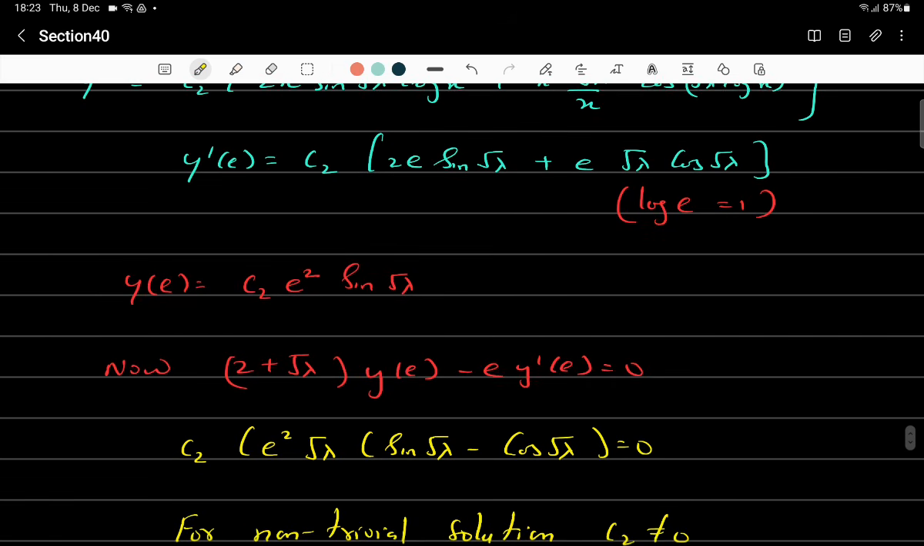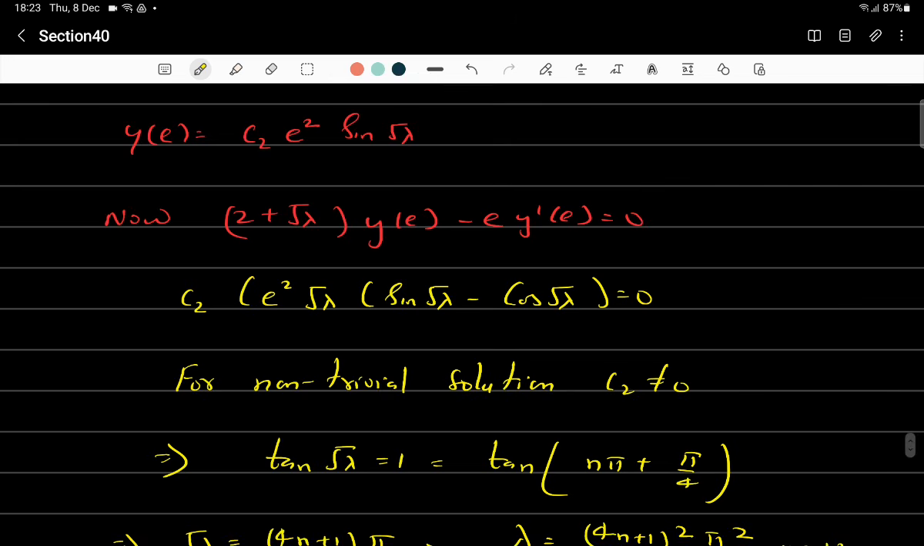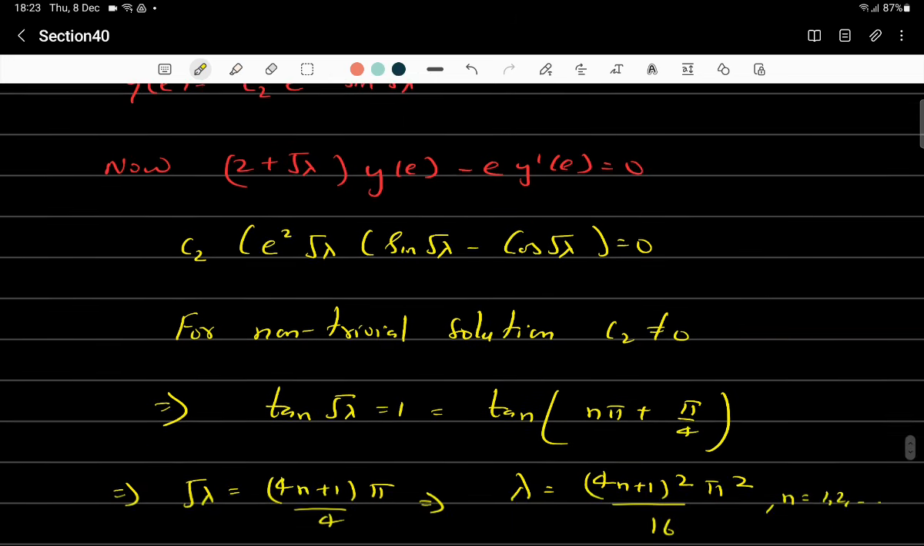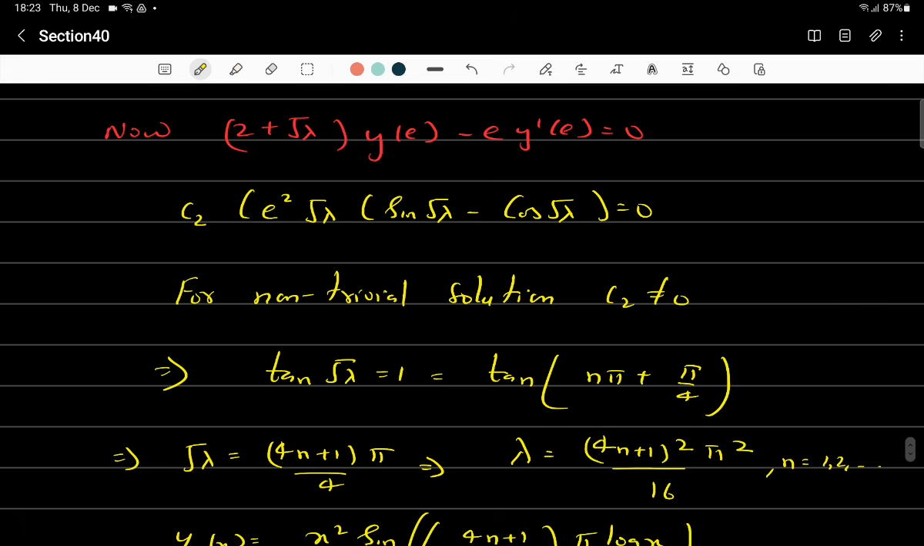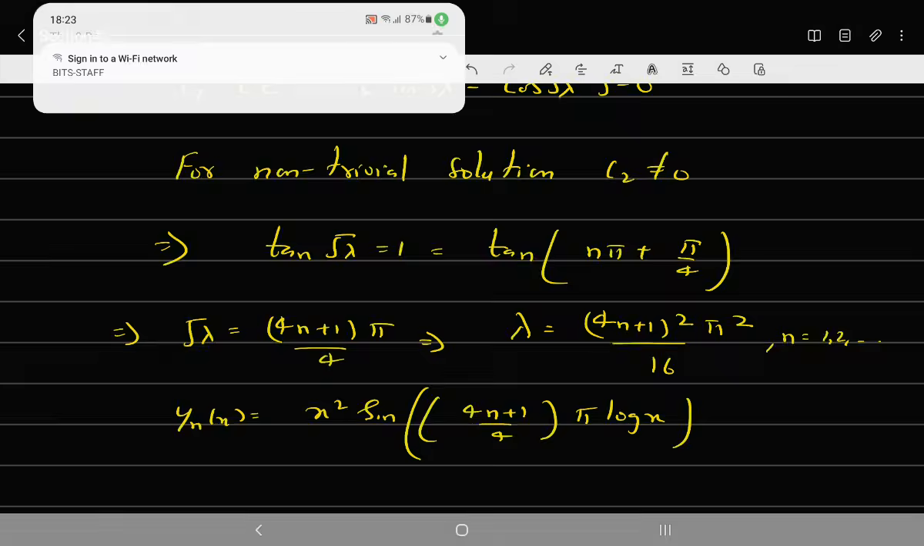Now for the non-trivial solution, you must consider c2 to be non-zero. That gives you tan root lambda equal to 1, or root lambda is (4n plus 1) by 4 pi. That gives you the required eigenvalues, and when you put the value of the eigenvalue into y of x, that gives you the required eigenfunctions. So in the next class, we will see how we use the concept of eigenvalues and eigenfunctions to solve the PDEs.